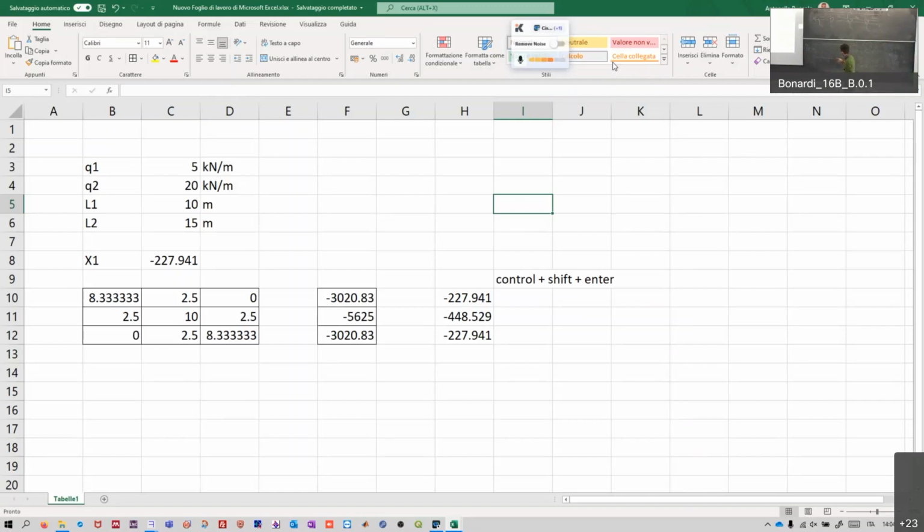And we can check these results with Telaio2D that you have seen. It took me like 1 minute to draw the entire stuff.